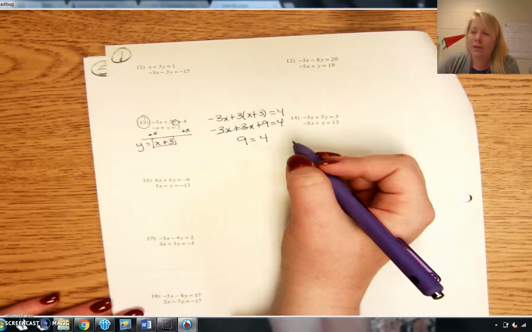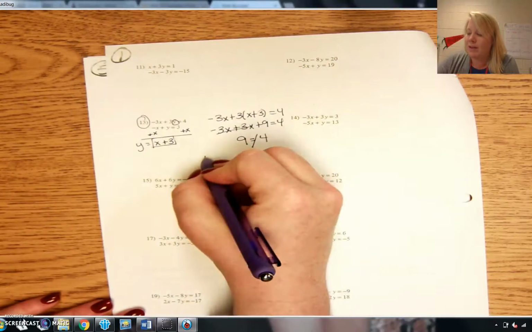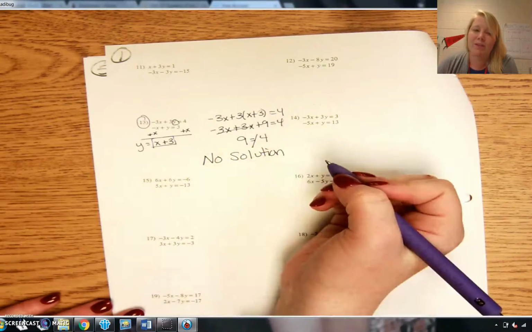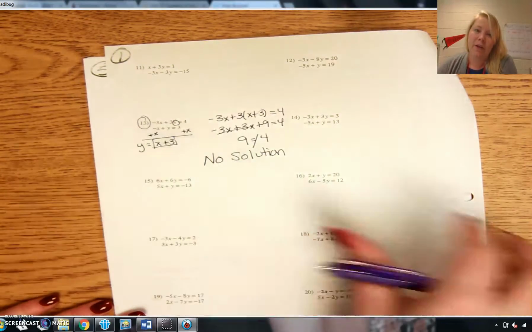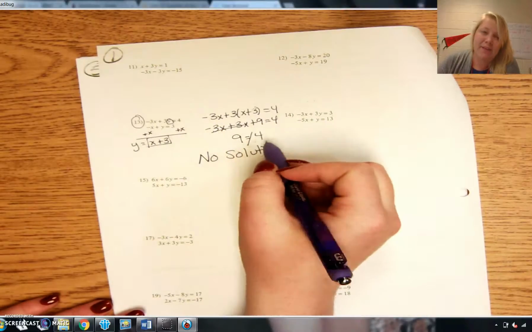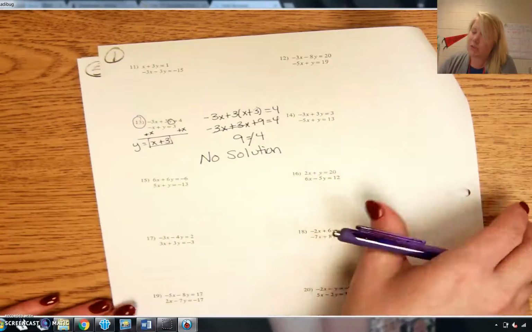Well, does 9 equal 4? No. That means this is a no solution. All right, we're going to look at what that means on a graph next. Okay? Also, if you get this, and this is, say, 9 equals 9, then it's obviously infinitely many solutions, just like what we talked about when we did equations.